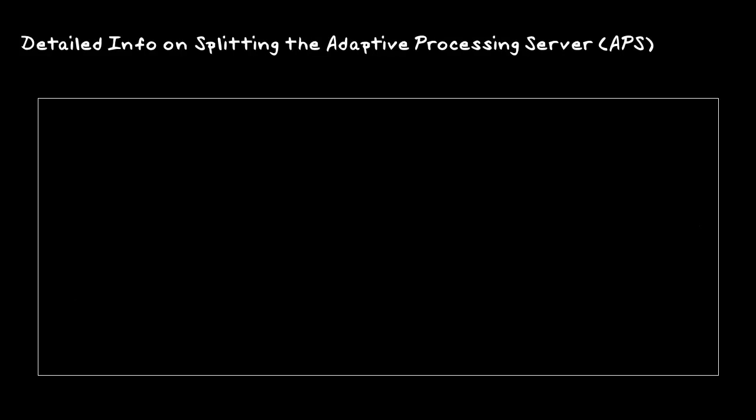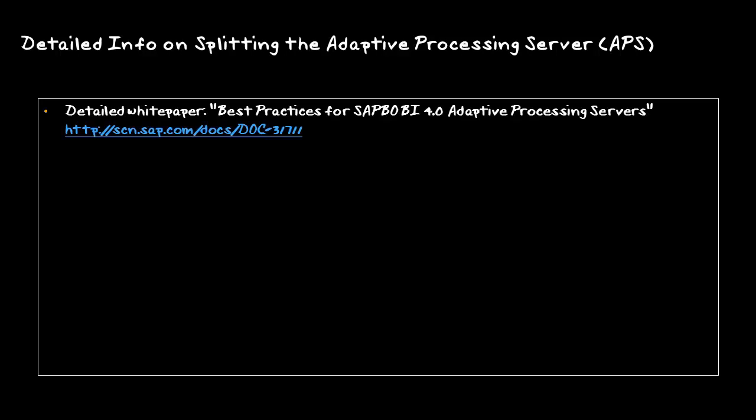There is another important resource that you should refer to help you plan splitting your APS. The APS splitting procedure is described in the following white paper available on the SAP Community Network. Please read it because it discusses some important details that are outside the scope of this video.